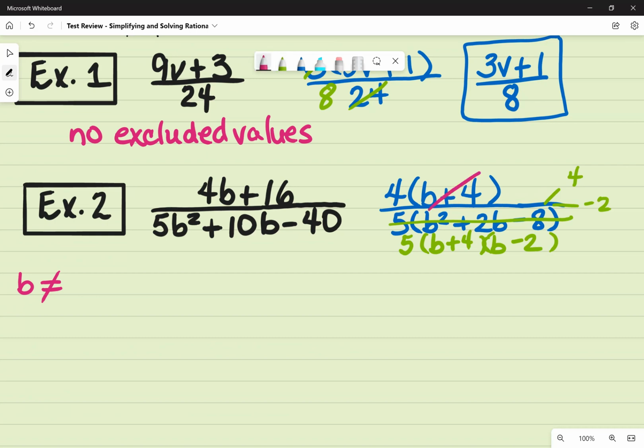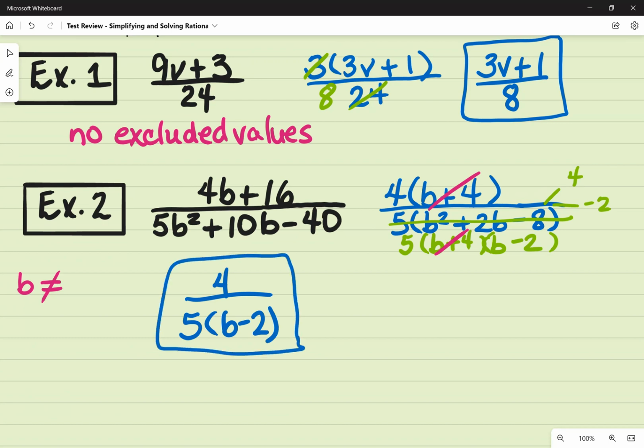On the top, I have a b plus 4, and on the bottom, I have a b plus 4. So top to bottom, you can simplify. What's left over after I finish doing that is 4 on the top, and on the bottom, I have a 5 times the quantity of b minus 2. So that is my final answer, but my instructions also asked me to figure out what the excluded value was.